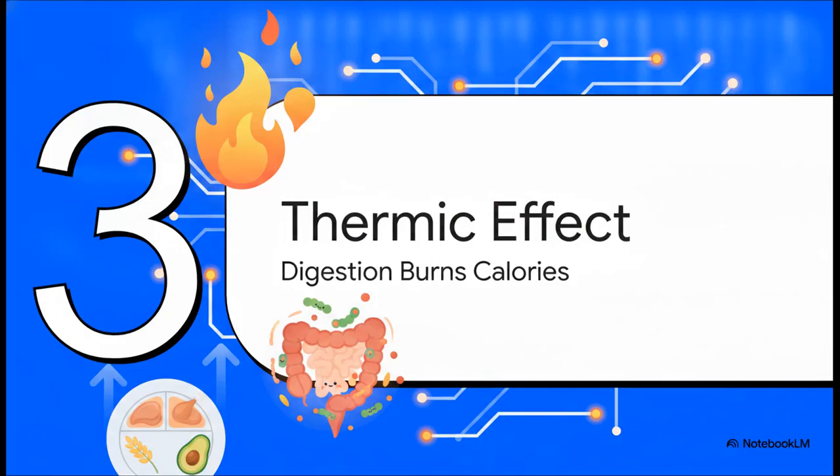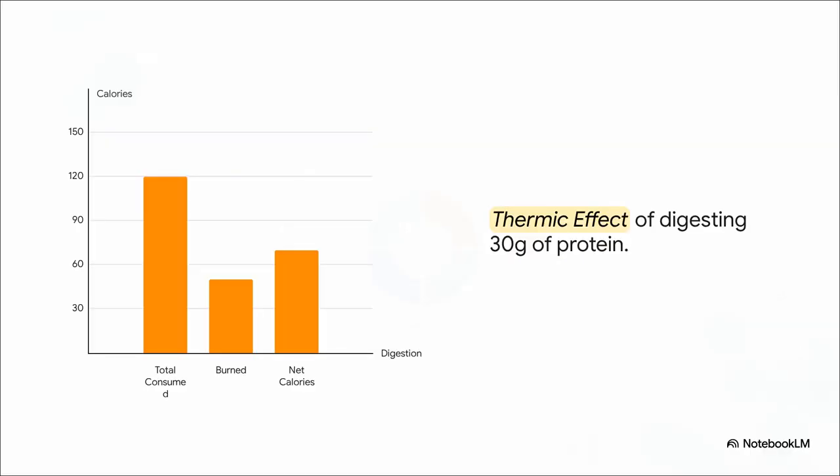Okay, section 3, how digestion burns calories, the thermic effect. You guys, the math behind this is incredible. Okay, let's say you consume 30 grams of protein. At 4 calories per gram, that's 120 total calories consumed, right? But here is the secret. Protein is incredibly difficult for your body to break down. Your body actually has to work so hard to digest it that it burns roughly 50 calories just processing that meal. So your net caloric intake, it's only 70 calories.